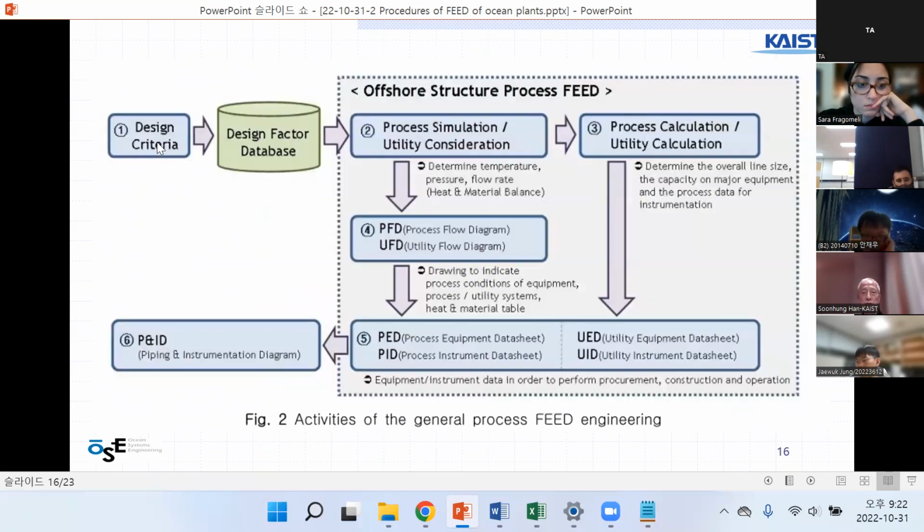And so design criteria, they have a design factor database, see the process simulation for the process design, chemical process simulation engineering, resulted in PFD and UFD, and then finally PNID is the output of FEED engineering, of chemical process FEED engineering.